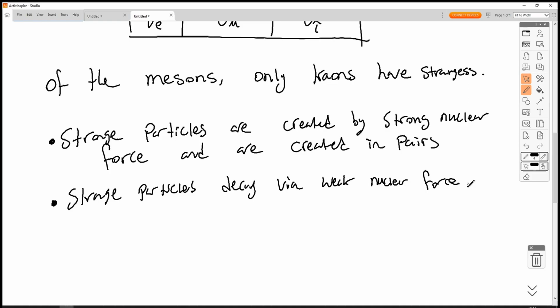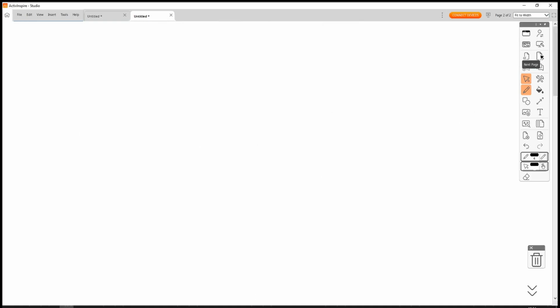Some of these particles are not explicitly stated in the specification. However, going through previous exams, they have come up in the past and they will probably come up again in the future. So, we'll start with the baryon decuplet.